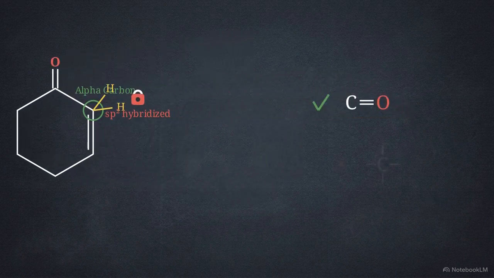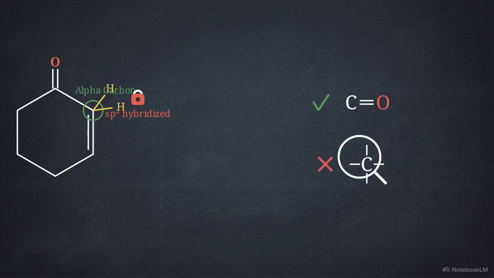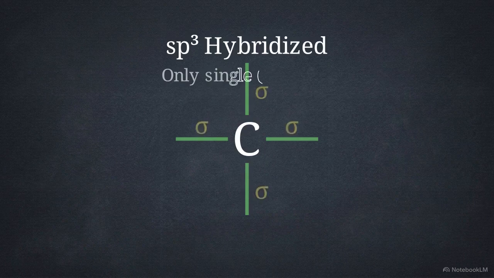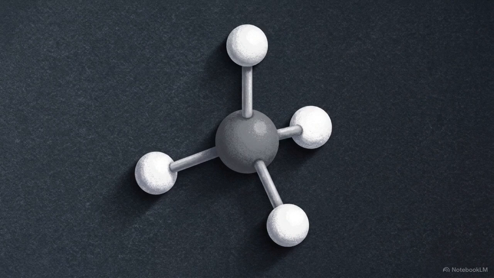We can refine our second rule. A valid alpha hydrogen must be attached to an sp3 hybridized carbon, meaning a carbon surrounded entirely by single sigma bonds. Finding a hydrogen atom isn't enough. It has to be geometrically and chemically available on an sp3 alpha carbon to actually initiate the shift.